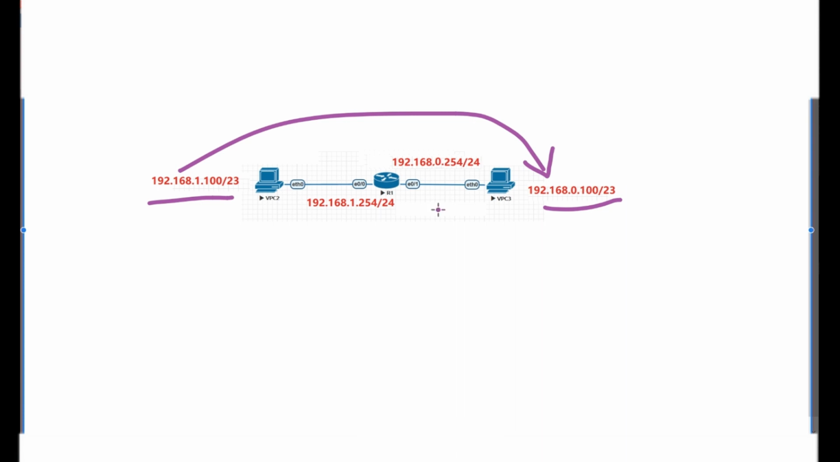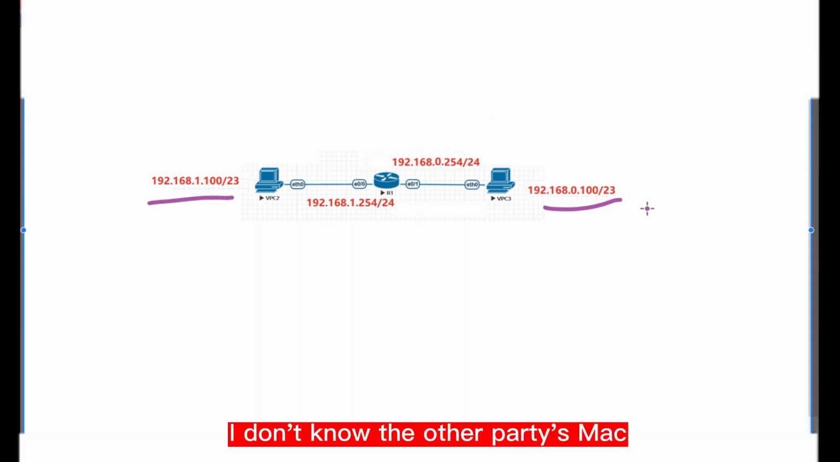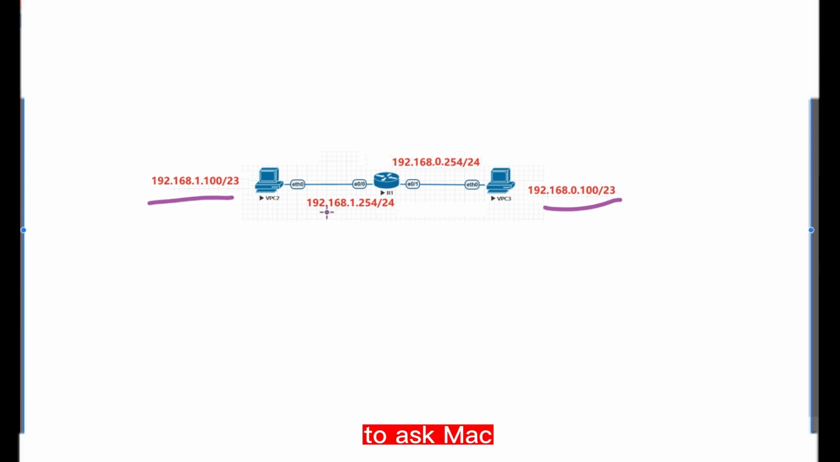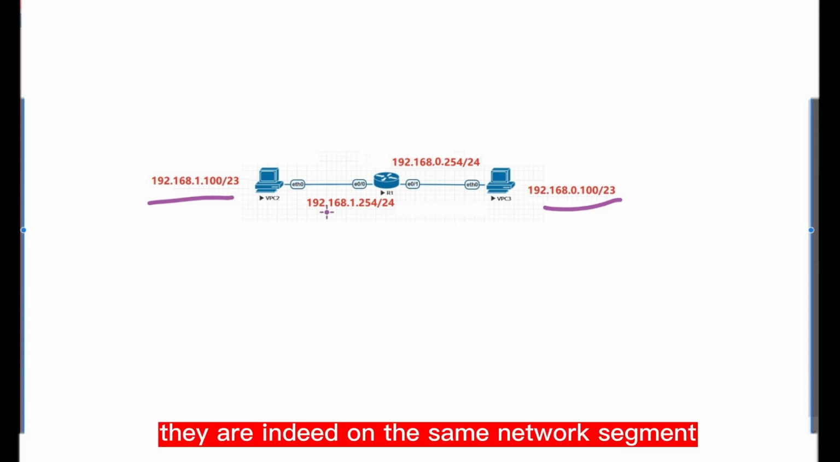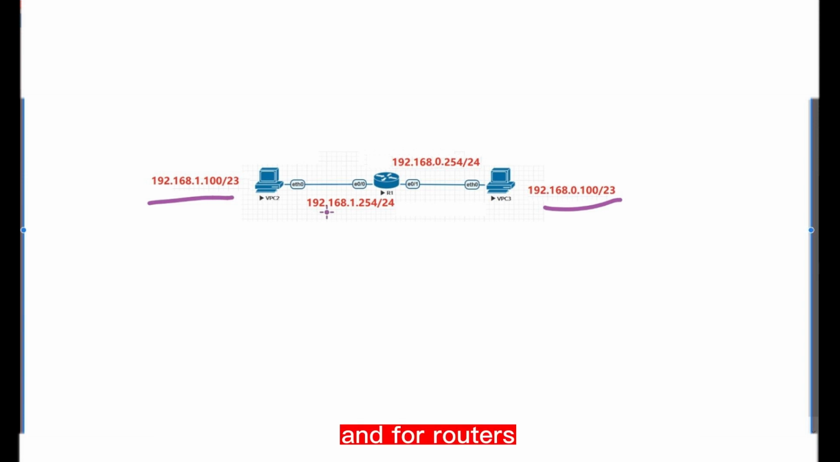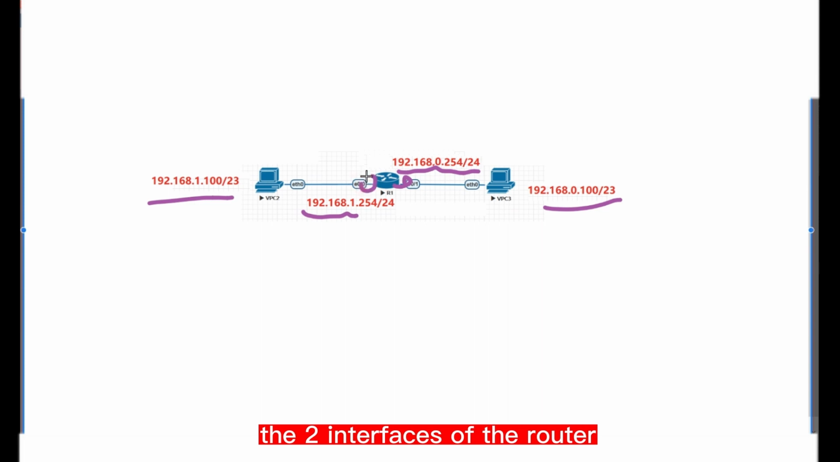For example, before the PC pings the other, it has to encapsulate the second layer. I don't know the other party's MAC now, so the PC must first send an ARP packet to ask for the MAC. But the embarrassing thing is, they are indeed on the same network segment. And for the router, the left interface is the 192.168.1.0 network segment, and the right interface is the 192.168.0.0 network segment.